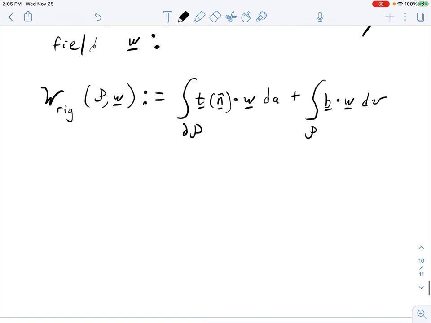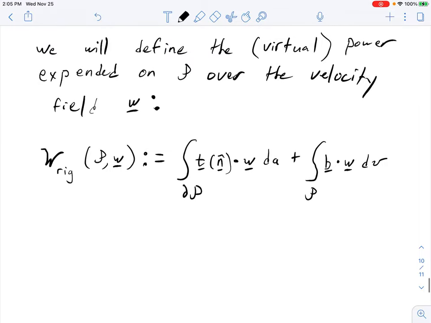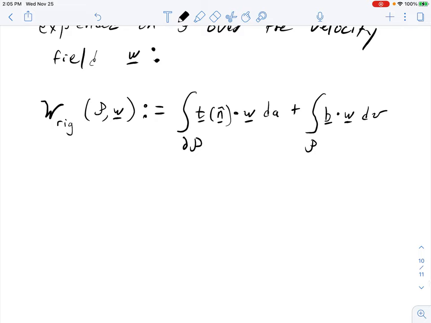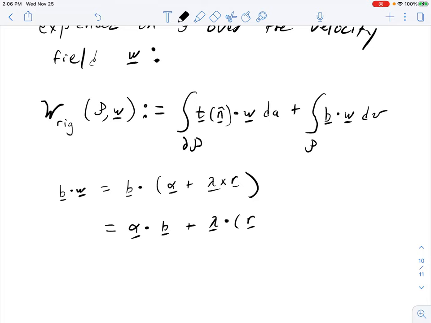All right, so we have a nice functional form for W, so these integrals are going to work out pretty nicely. B dot W anywhere is equal to B dot (alpha plus lambda cross R). Well, that is equal to alpha dot B, plus, using our vector triple product identity to move things around, lambda dot R cross B.